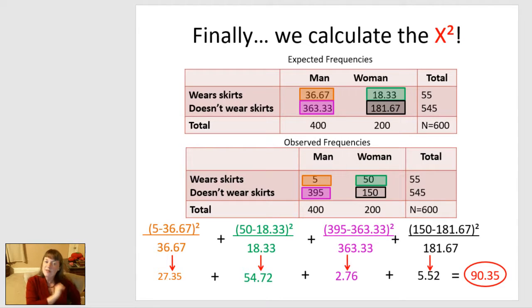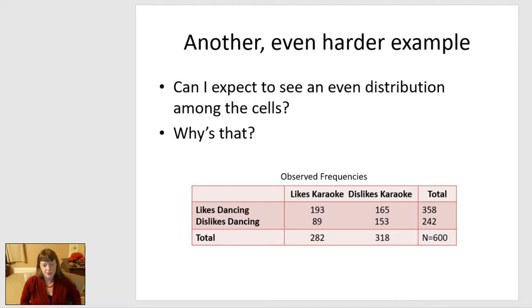And so let's do one final example that's even more difficult, because it's not quite as obvious that these things may or may not be related. Gender and skirt wearing, we kind of know that they're related, right? And so we're going to have to look at an example that's not quite as intuitive.